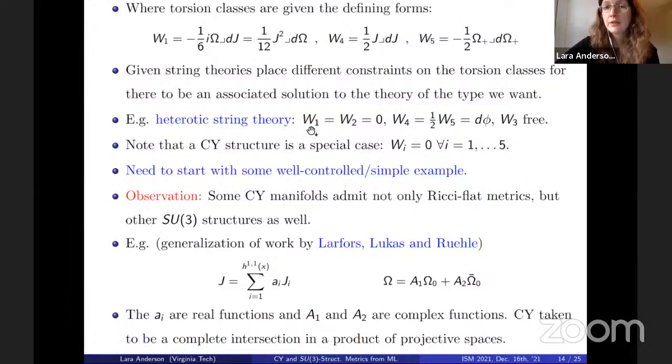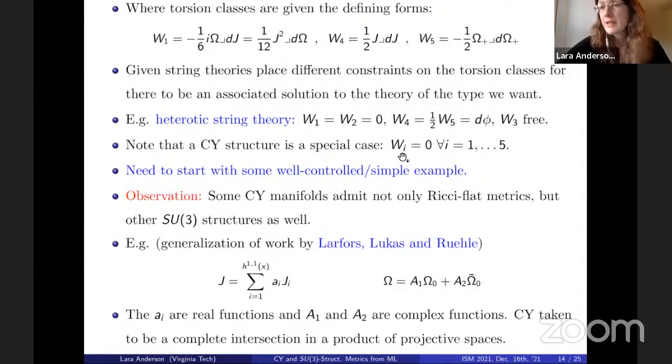In heterotic string theory, which is what we studied, you can ask what combination of torsion classes give a good solution to the theory. And there is a specific set of them. This is the Hull-Strominger solution. W1 and W2 are zero, and this combination of W4, W5, and W3. Note that a Calabi-Yau is a special case of an SU(3) structure in which all the torsion classes are zero.